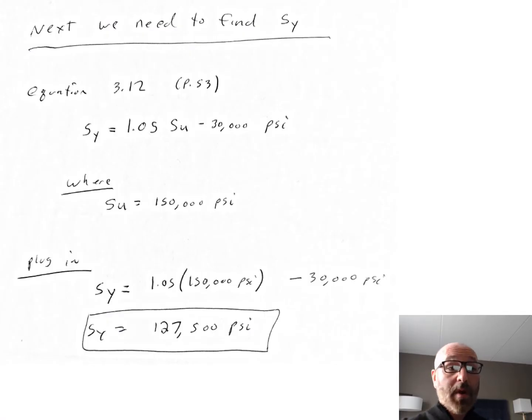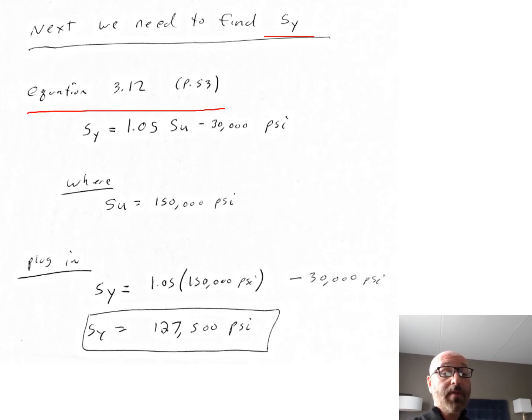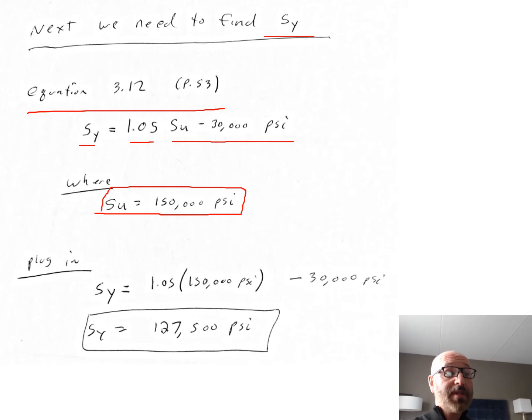The next thing we want to do in our process is to solve for our SY. We've already solved for our SU, so now we can go back to our textbook to equation 3.12 on page 53. We find a relationship that SY is equal to 1.05 times our SU minus 30,000 PSI. Now our SU is equal to 150,000 PSI, which we already solved for in the previous section of this problem, so we can take that value and plug it right back in here for our SU.